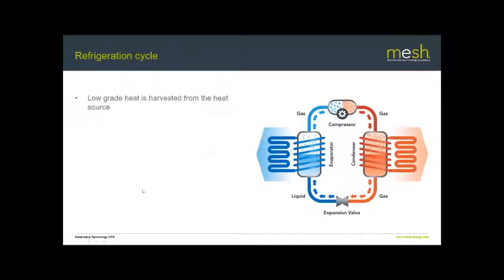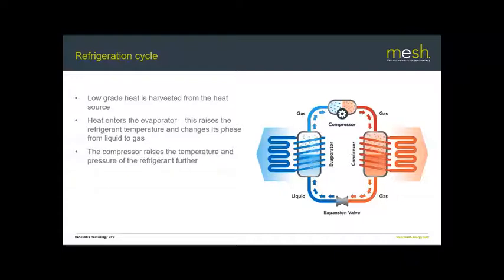So low-grade heat is harvested from a heat source. It passes into the evaporator. This raises the refrigerant temperature slightly and turns it from liquid into gas. A compressor then compresses and raises the pressure of this gas, which increases its temperature.